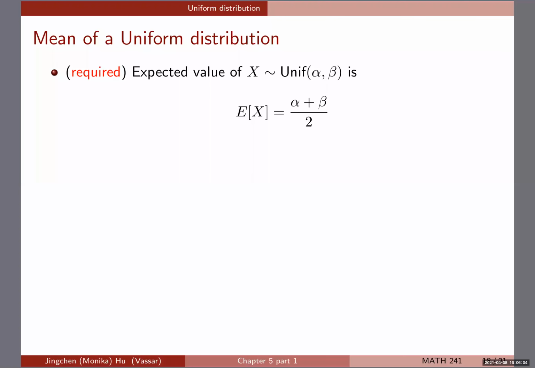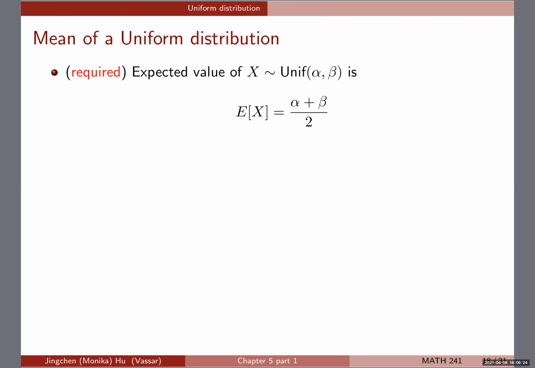Okay, so now we're going to talk about the mean and the variance of a uniform distribution. Both of them are required to know, so you need to know how to do the derivation. Here, I will give some parts of the derivation, and the details you can check out later, or you can check out the textbook for further detail.